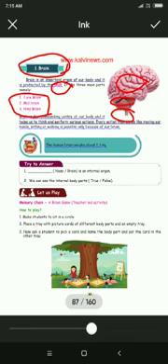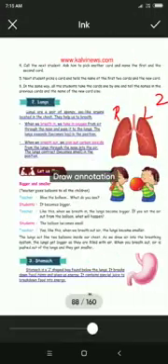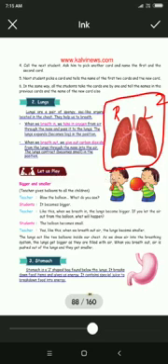The second is the lungs. We have two lungs. One is on the left side, another one is on the right side. They are kept in the chest cavity, in a bony covering called the rib cage. We have two lungs. What is the function of lungs? We breathe in oxygen from air through the nose and pass it to the lungs.